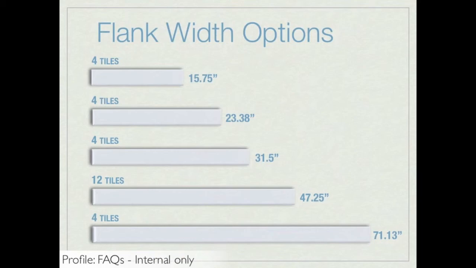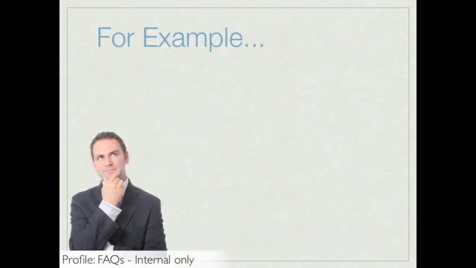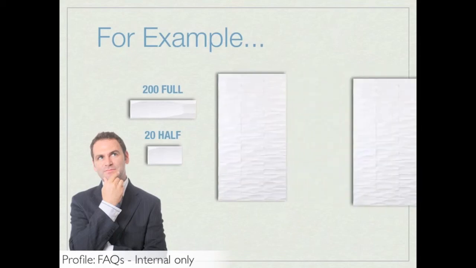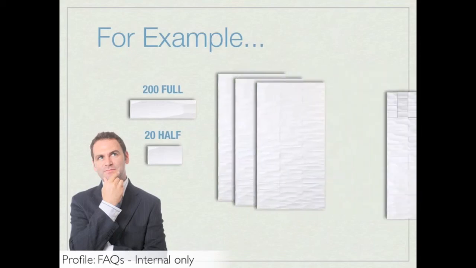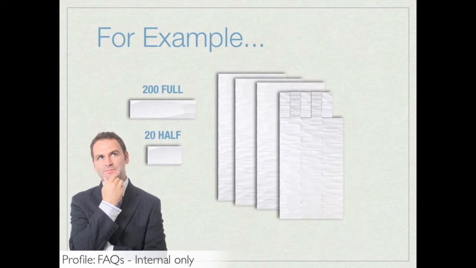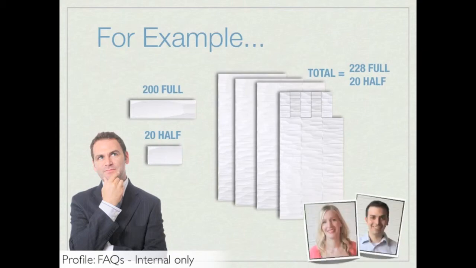To illustrate how this works, let's look at an example. Let's say a customer needs 200 full tiles and 20 half tiles for quarry. In this case, they would specify 3 sheets of quarry full and 1 sheet of quarry half and full, yielding a total of 228 full tiles and 20 half tiles. Don't forget that Studio Project Management is happy to help calculate an exact quote as long as the number of full and half tiles has already been determined.